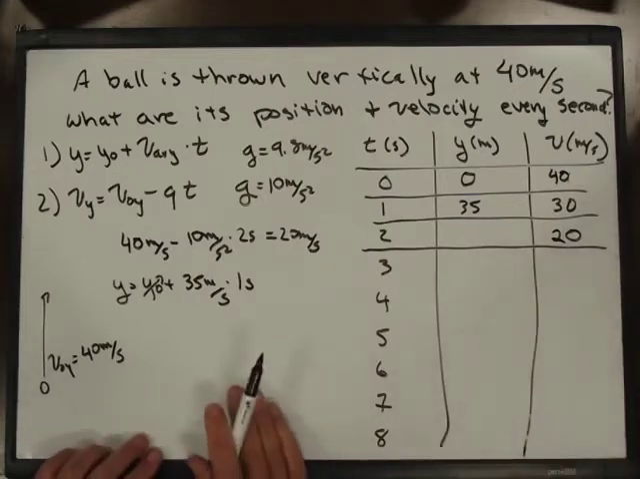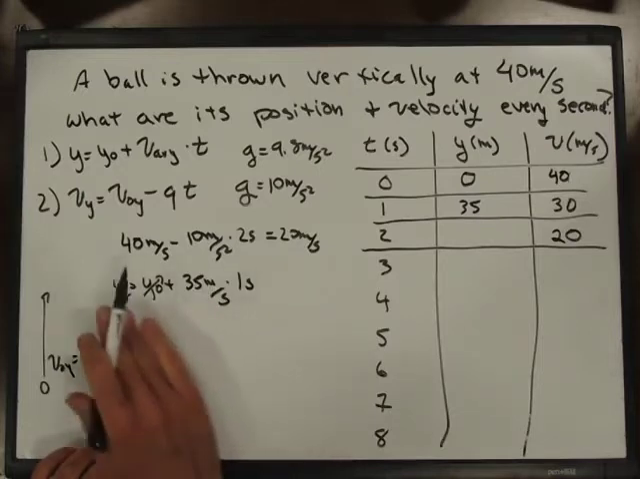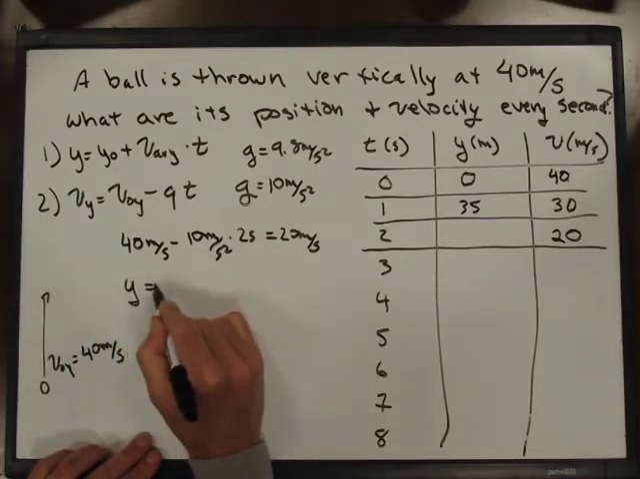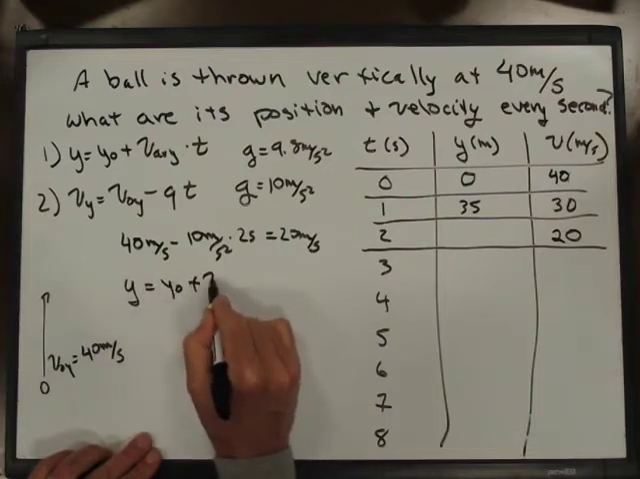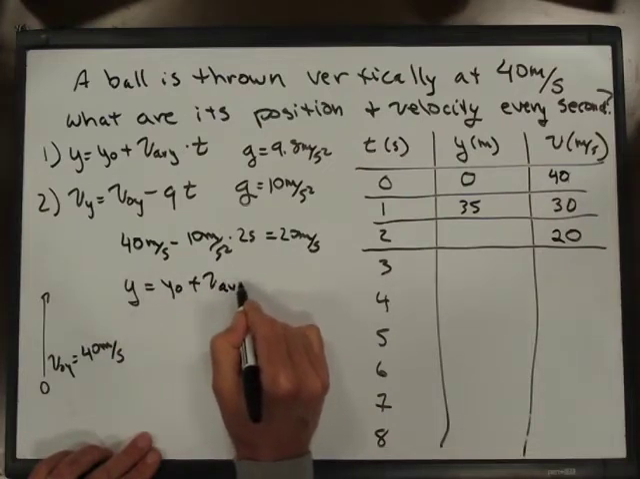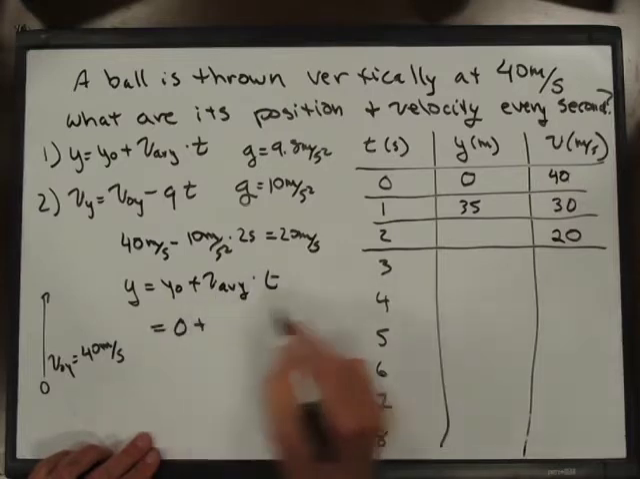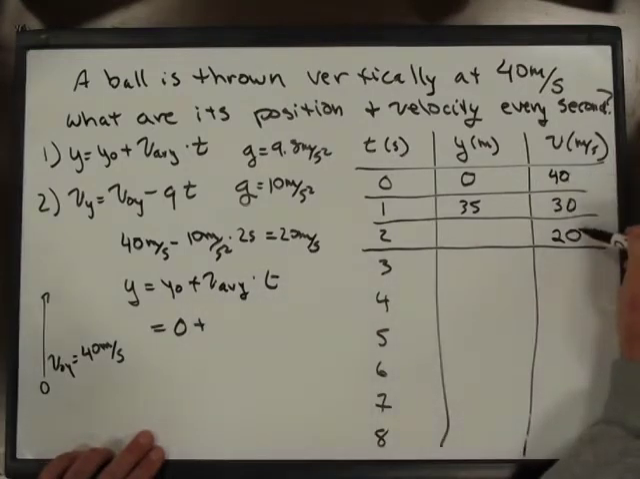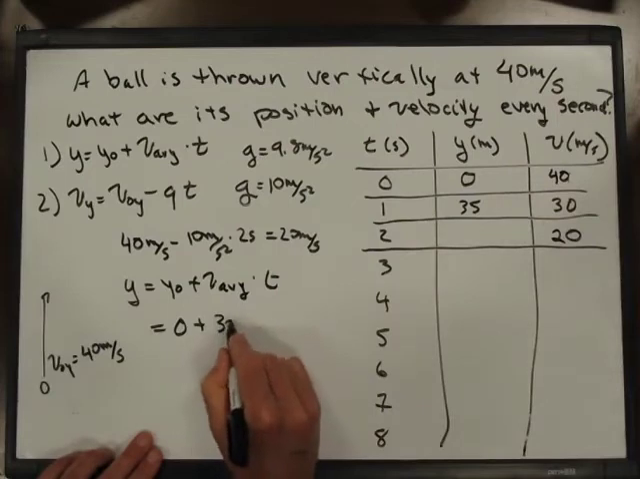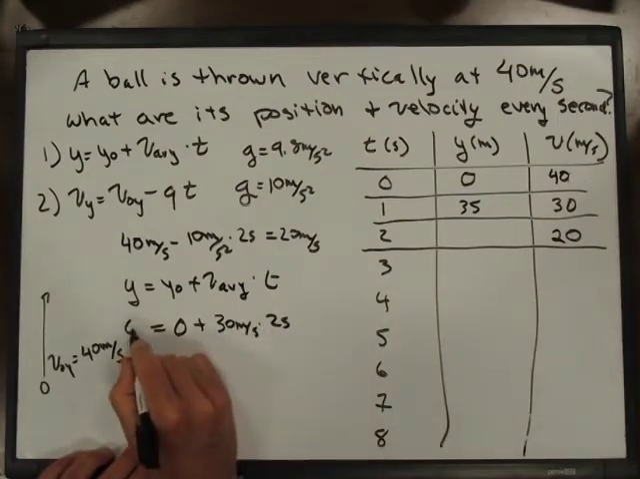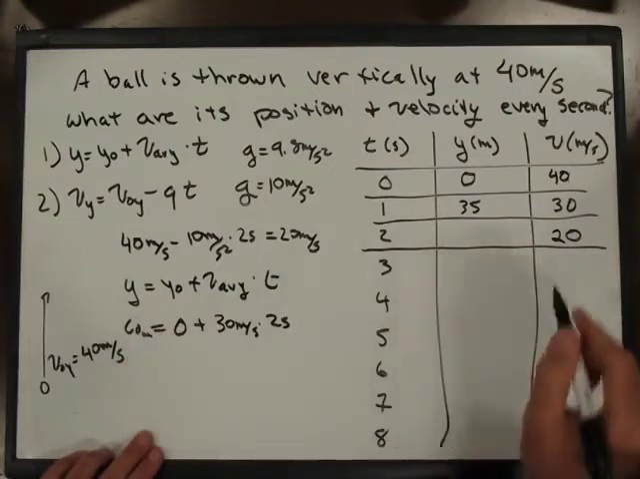And then once again, I can say, look, y is equal to y naught plus v average y times time. And I can say, look, that's just 0 plus, well, if I look at this 2 second interval, the average, 40 initially and 20 final, the average is 30. So it's 30 meters per second times 2 seconds, or 60 meters.